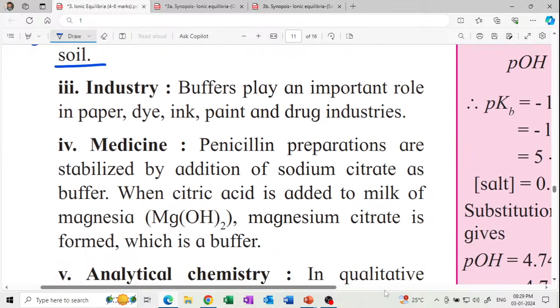In industry, it is very important, for example in paper and ink. These are all buffer solutions. In medicine, penicillin preparations are stabilized by the addition of sodium citrate. This is very important. Sodium citrate acts as a buffer.